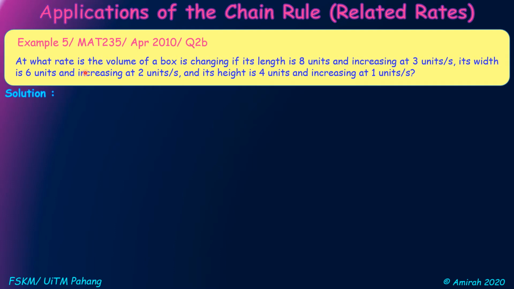At what rate is the volume of a box changing if its length is 8 units and increasing at 3 units per second? Its width is 6 units and increasing at 2 units per second, and its height is 4 units and increasing at 1 unit per second.